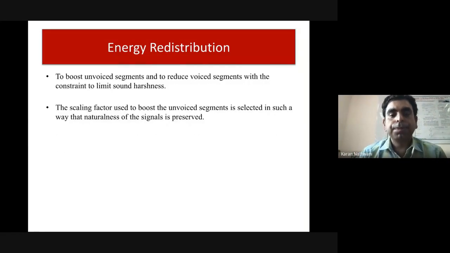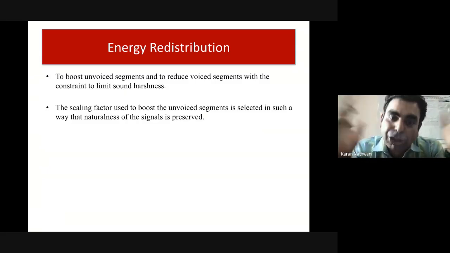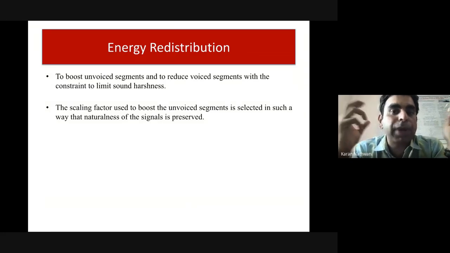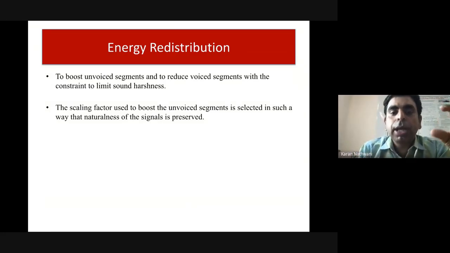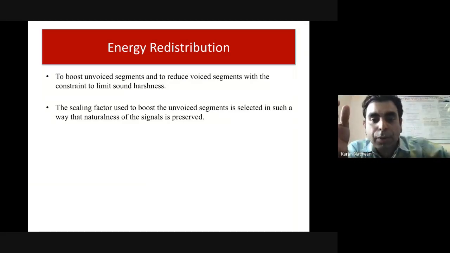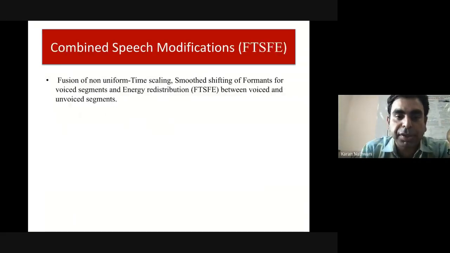So if we boost the unvoiced segments and reduce the voiced segments, we limit the harshness of the sound. That means the pleasantness and the naturalness will be preserved, and you will be able to hear the sound as very pleasant. So you may again have some scaling factors for boosting the unvoiced segments and reducing the voiced segments.